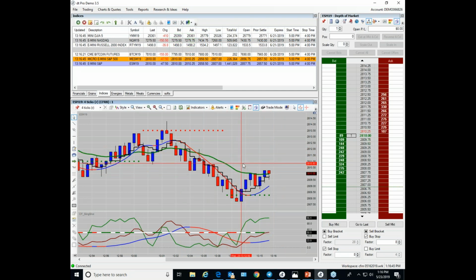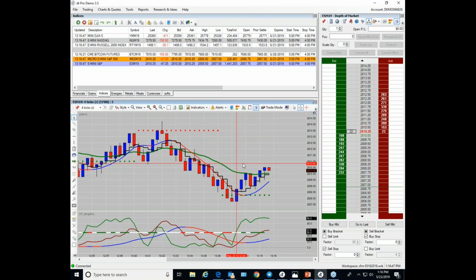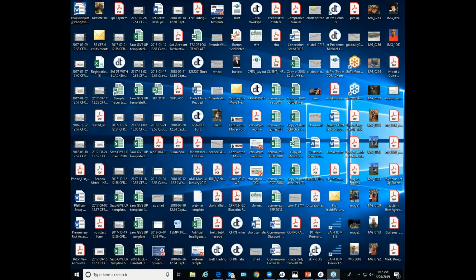That's what the demo is for. When there's live money at stake, oh, that's a different thing. Your stomach's going to go up and down. But you're going to have to learn that along the way. So that is the setup.